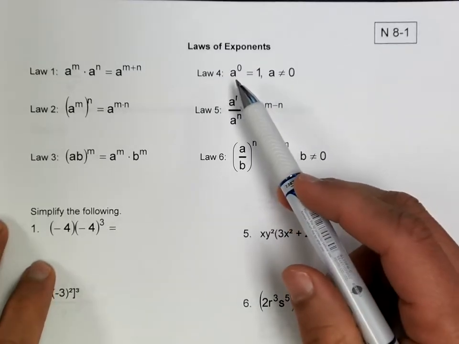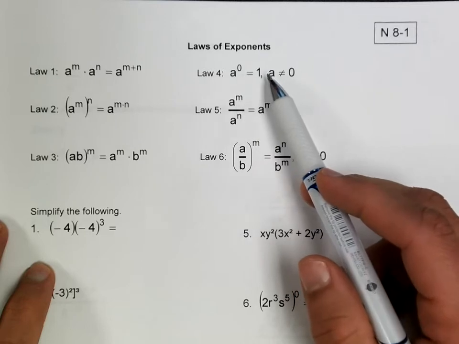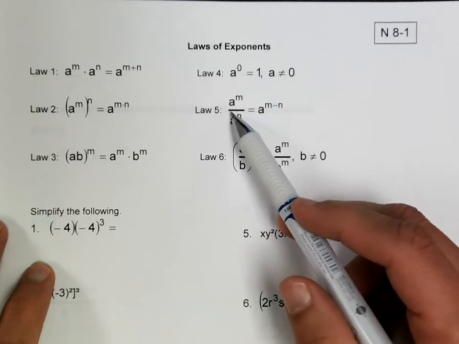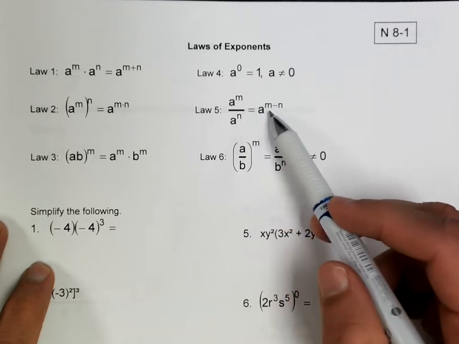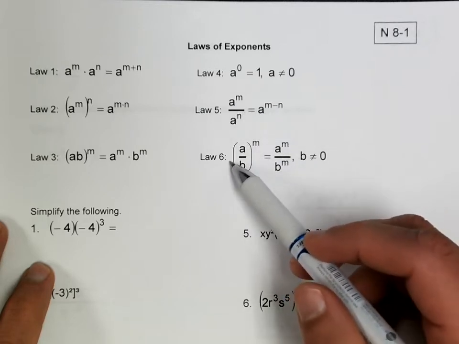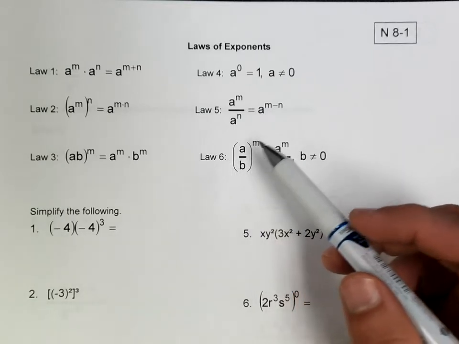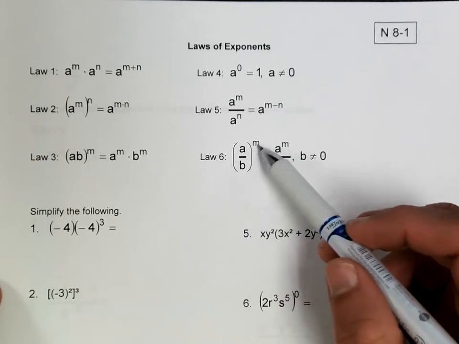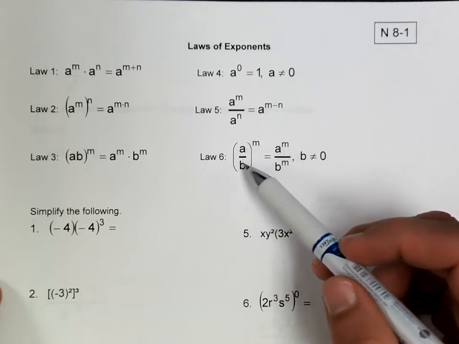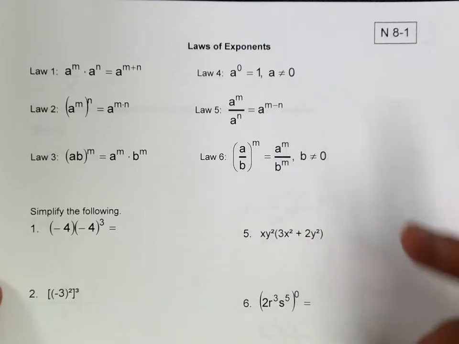This one basically says that any number except for 0, any number raised to the 0 power would be 1. All right. Law number 5, when you divide two terms and you have the same base, you can subtract. And finally, law number 6, which by this point we have done before, says if you have a fraction and you're raising that to a power, you can raise the numerator and the denominator to the same power.